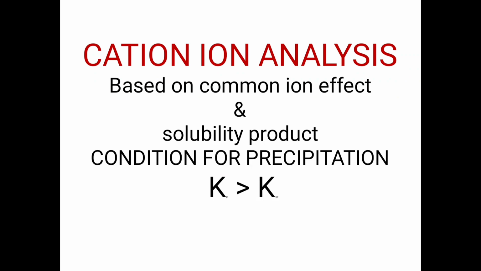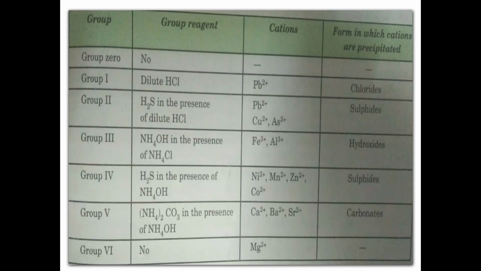So here we have seen that group 5 cations are calcium, barium and strontium. In the periodic table, they are present in group 2, but here it is group 5 because all the three are precipitated as their carbonates. Based on that they are grouped here as group 5.